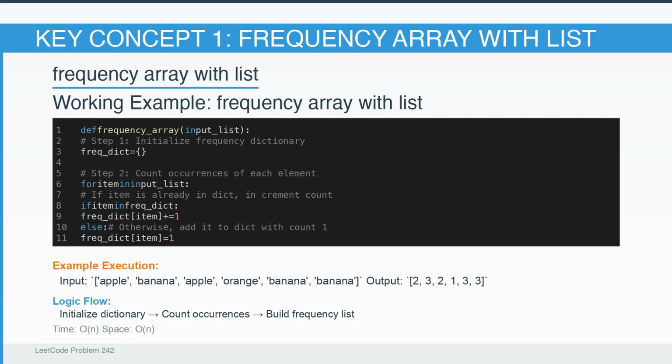Once we have counted all the occurrences, the next step involves creating a frequency list. This list will contain the counts of each item in the original order they appeared. We achieve this with a list comprehension that pulls the count from freqdict for each item. Finally, we return the constructed frequency list. For instance, if we input the list apple, banana, orange, banana, banana, the output will show how many times each fruit appears, giving us a clear picture of the frequency of each element.